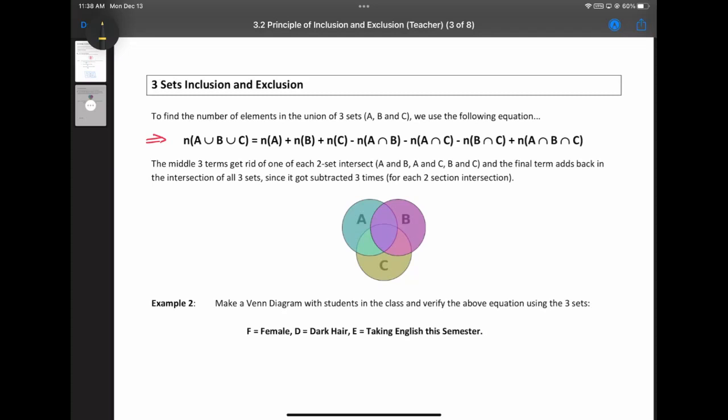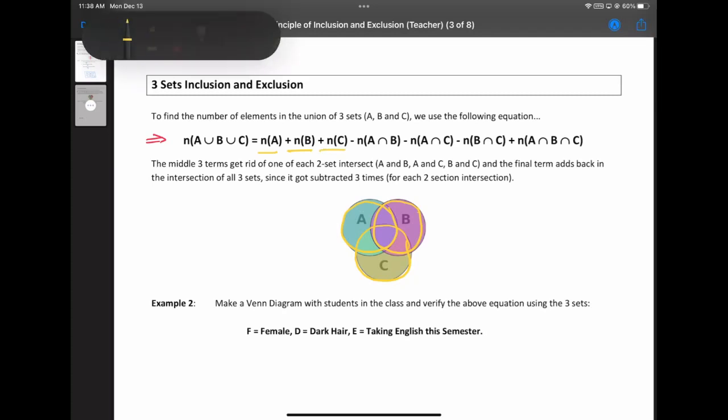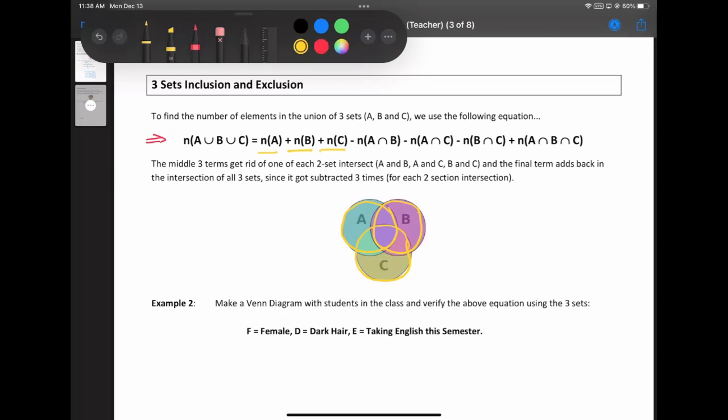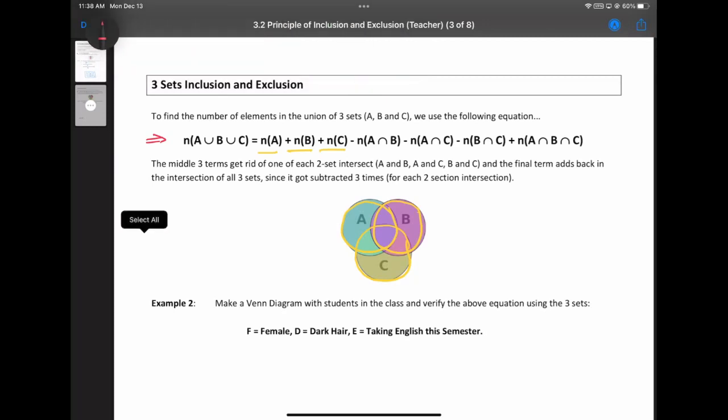And the equation basically says, take all of the things in A plus all of the things in B plus all of the things in C. So that's number of things in A, number of things in B, number of things in C. Now, unfortunately, what that did is it led to a couple of football shapes that got double counted. So what we want to do is subtract off that football, subtract off that football, and subtract off this football. So that's the AB football, that's the AC football, and that's the BC football.